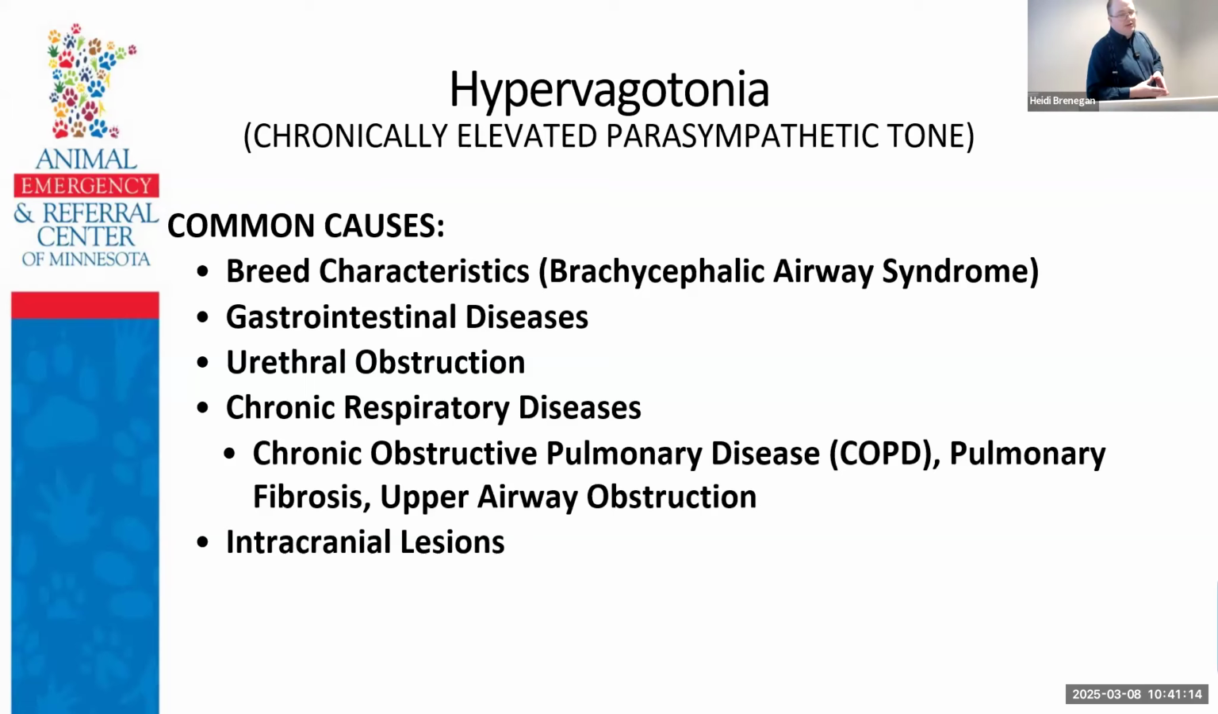Urethral obstructions can cause hypervagatonia. Respiratory disease, so if you have something with chronic obstructive pulmonary disease or upper airway obstructions, those can all cause hypervagatonia. So if you sedate or anesthetize any of those animals, you can expect their heart rate to go down. Intracranial lesions can also cause it. So some animals with brain tumors.